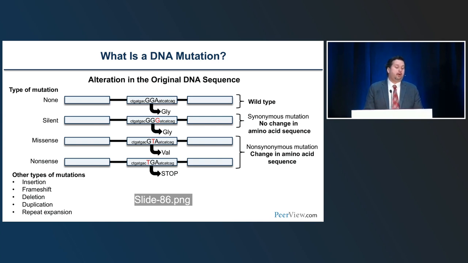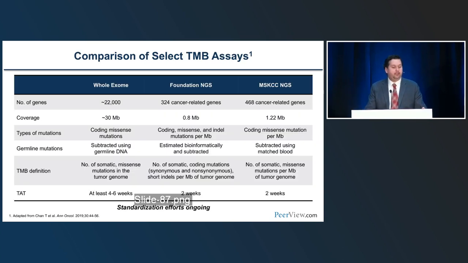These are the ones that are actually counted in the non-synonymous mutation tumor mutational burden score. And then there are a number of other genomic alterations that are generally not counted or counted only if detected, but they depend on different assays. So essentially, the definition is number of non-synonymous mutations detected per area of genome covered, whatever that area is.